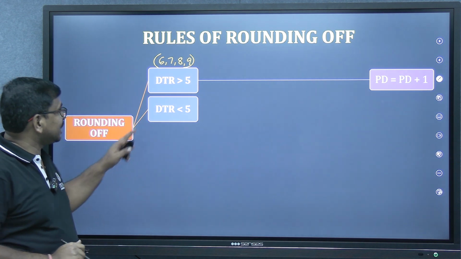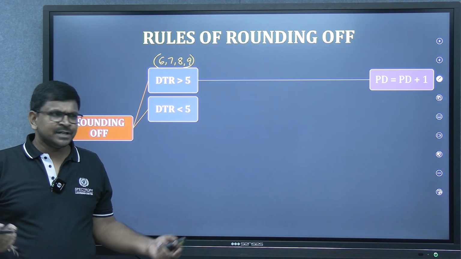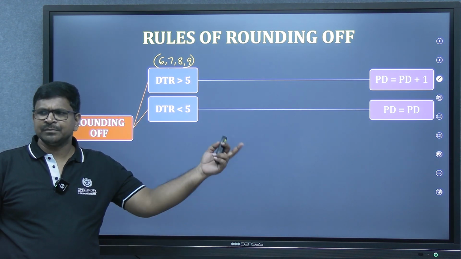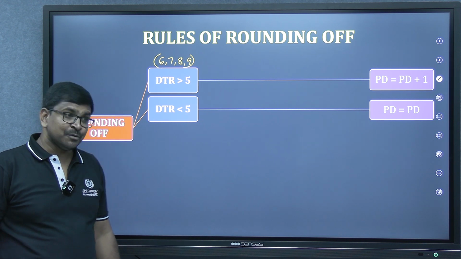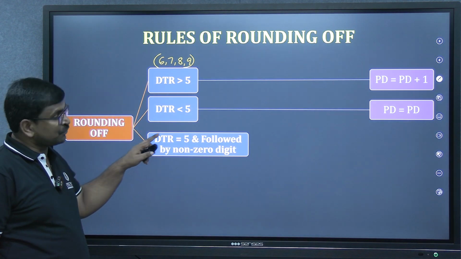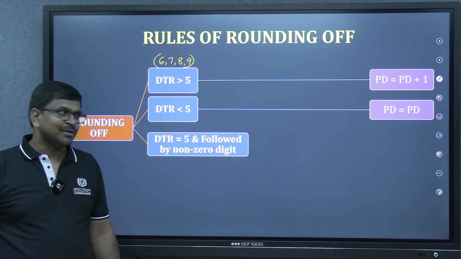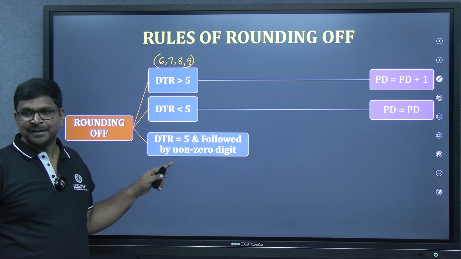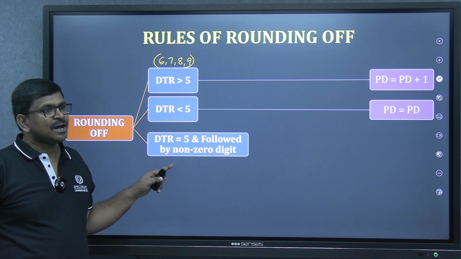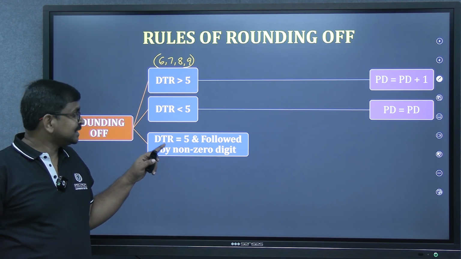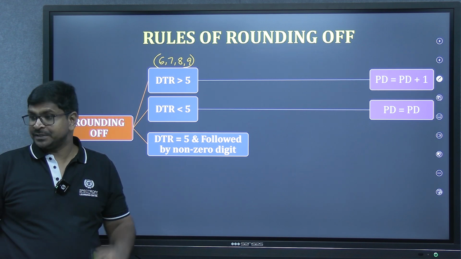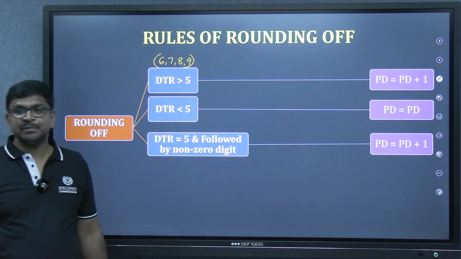Now suppose the DTR is less than 5, there is no change in PD. PD will remain the same, no change. Suppose you have DTR equal to 5 and followed by nothing, or followed by non-zero. Nothing is one case and non-zero is one case. So let us see non-zero. After 5 there is one value, let us say. So directly PD becomes PD plus 1.